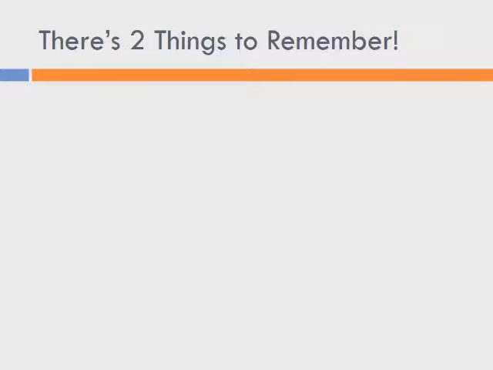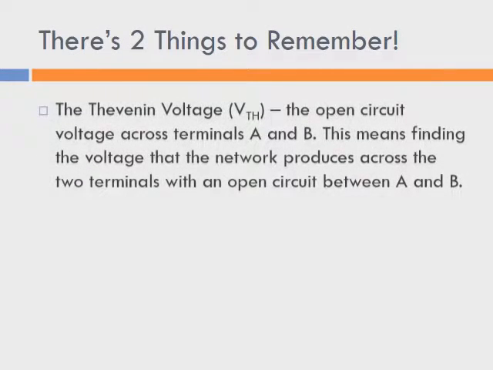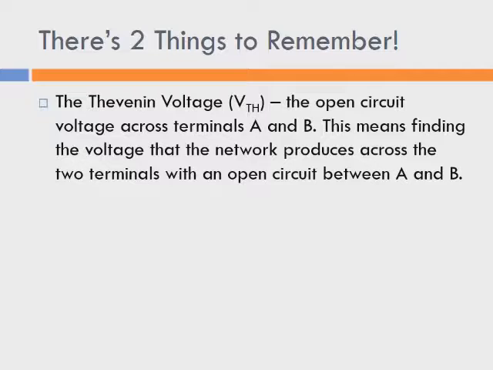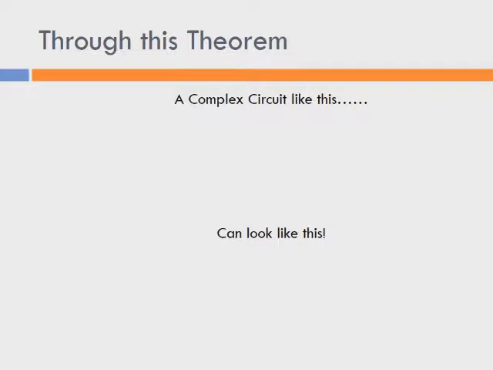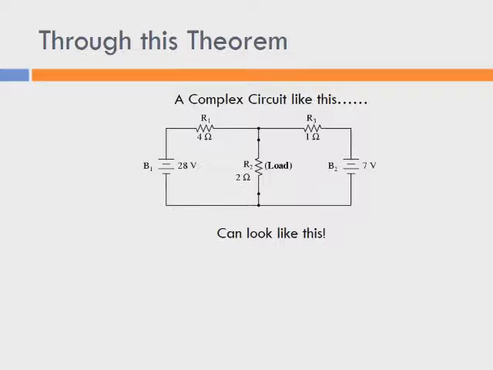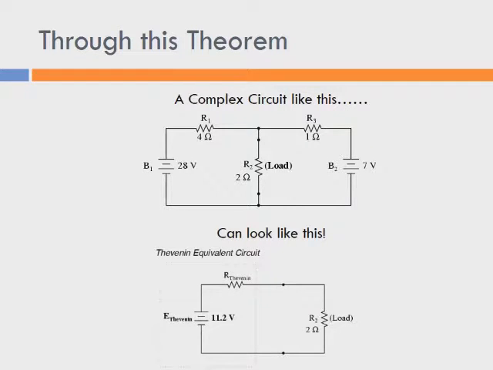There are two things to remember in the Thevenin theorem. First is the Thevenin voltage, the open circuit voltage across terminals A and B. This means finding the voltage that the network produces across the two terminals with an open circuit between A and B. Next is the Thevenin resistance, the open circuit resistance across terminals A and B, but with all sources killed or shorted. So, through this theorem, a complex circuit like this can look like this.